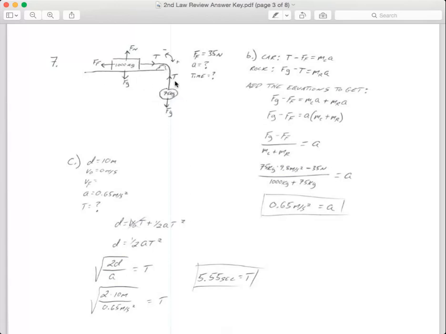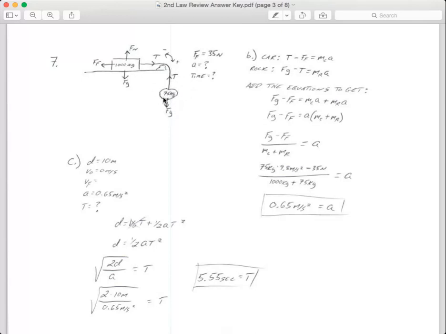We want to know A, first, what does the picture look like so that we have all the forces? B, what is the acceleration of the car as it moves now towards the edge of the cliff? And C, how long do they have to apply the brakes before they go over the edge? We know that the force of friction for everything is 35 newtons because that was given in the problem. So part A, here's my picture. Normal goes up, gravity down, friction goes to the left, tension is pulling the car to the right. For the hanging rock, tension goes up, gravity goes down.